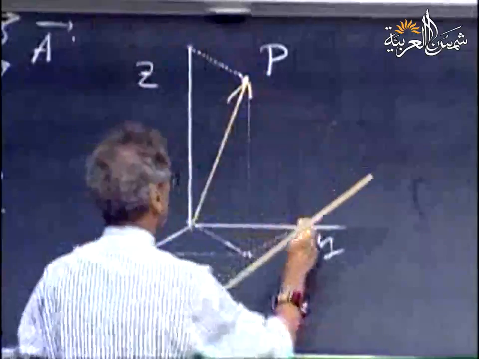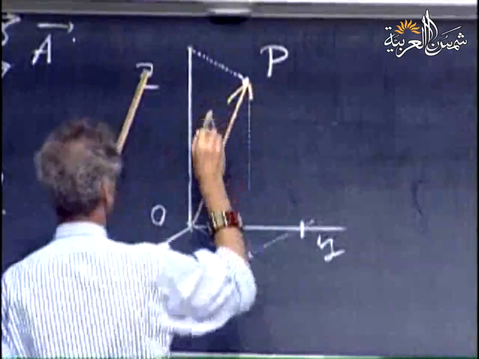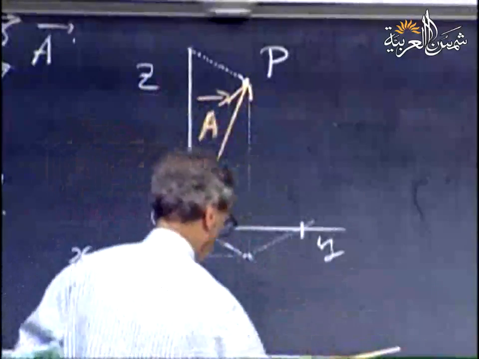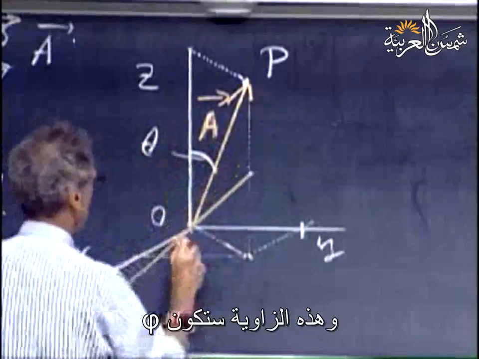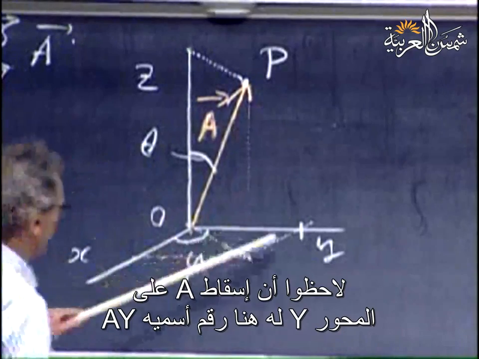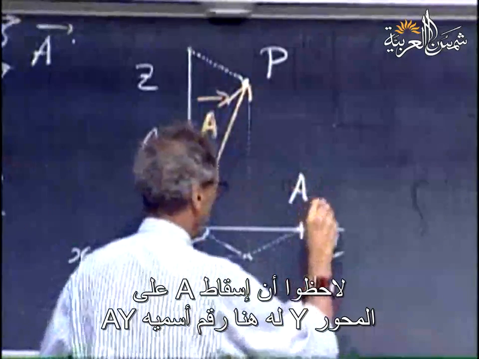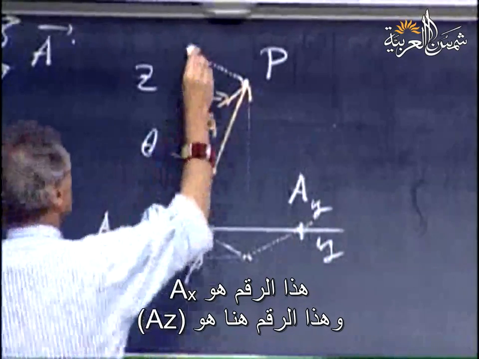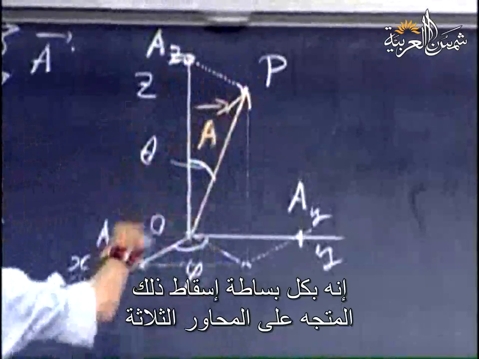There we are. I call this vector vector A. Let this angle be theta, and this angle be phi. Notice that the projection of A on the y-axis has here a number which I call A of y. This number is A of x, and this number here is A of z. Simply the projection of that vector onto the three axes.